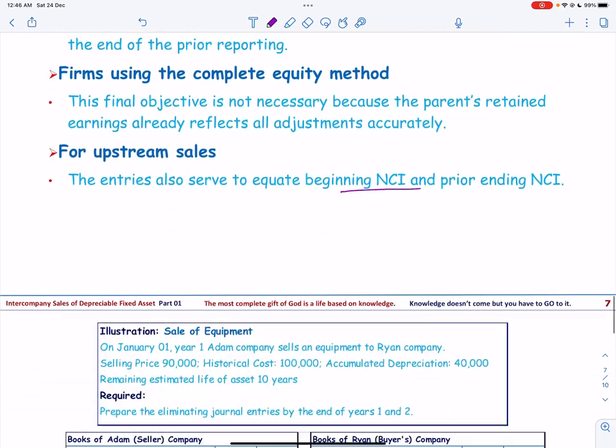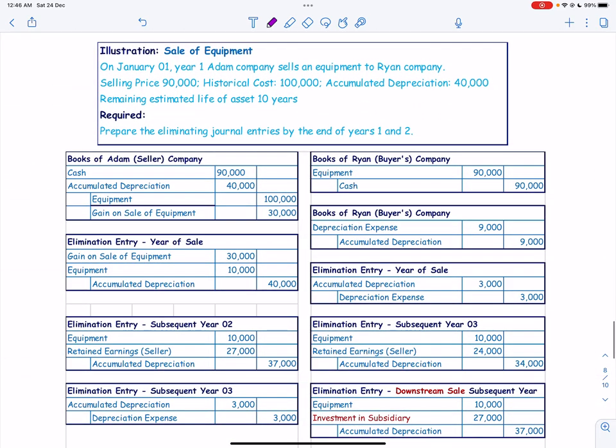Let us talk more about it with the help of an example. On January 1, Adam Company sells an equipment to Ryan Company, and I am intentionally not specifying which one of these is a parent or a subsidiary company. The selling price is 90,000, historical cost is 100,000, accumulated depreciation is 40,000, and the remaining estimated life of the asset is 10 years.